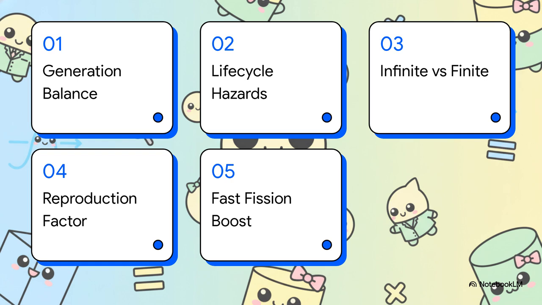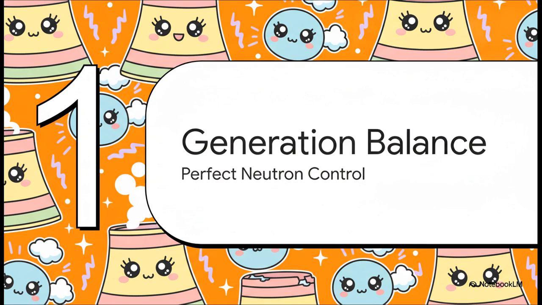Here's our roadmap for today. 1. The perfect generation balance. 2. Neutron life cycle hazards. 3. Infinite versus finite reactor models. 4. The reproduction factor. And number 5, the fast fission boost. Let's jump right in. Starting with Section 1, the goal, which is achieving that perfect generation balance.